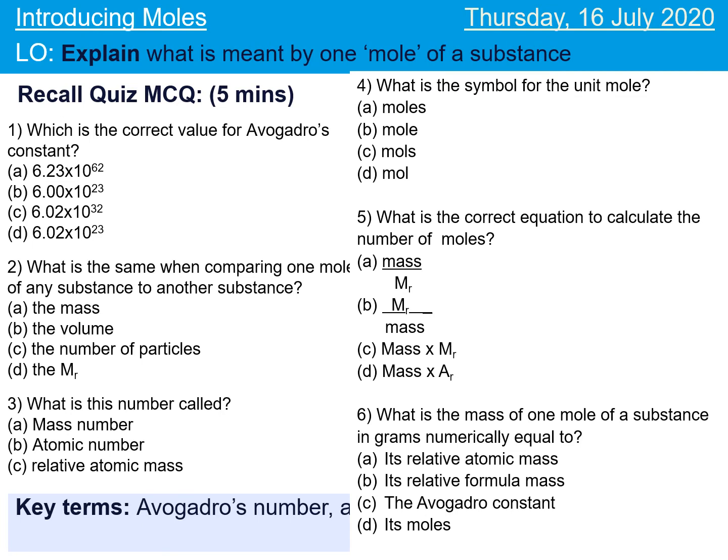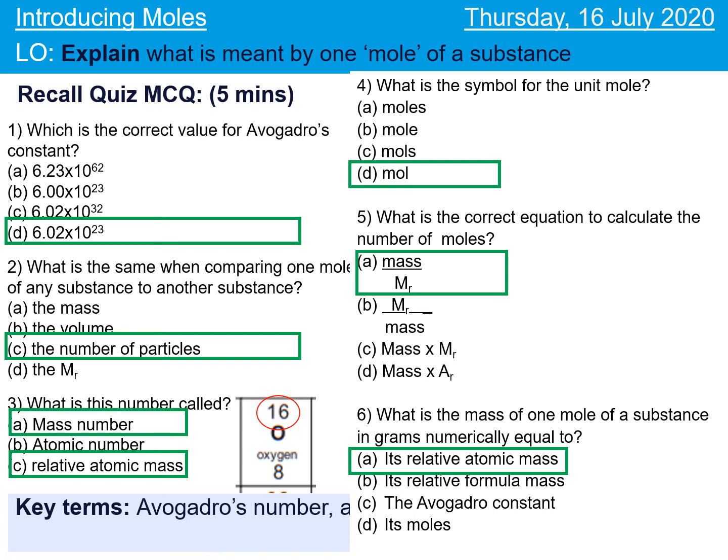Let's do a quick check for your understanding before we move on to some further questions. Pause the video and answer the following 6 multiple choice questions. Unpause when you are ready to check your answers. Let's see if you got it right. Notice that number 3 could have 2 possible answers.